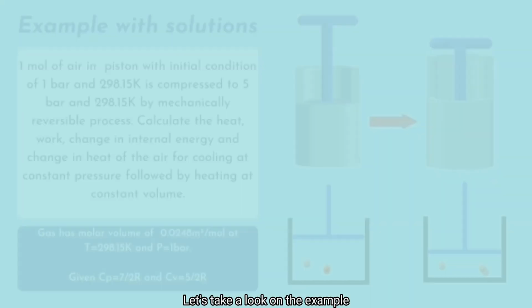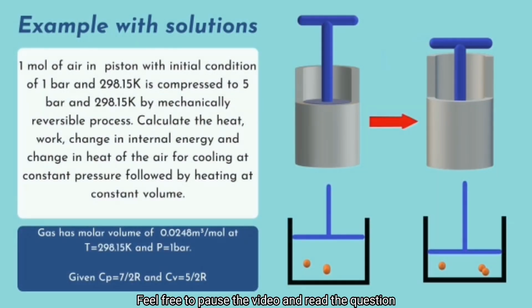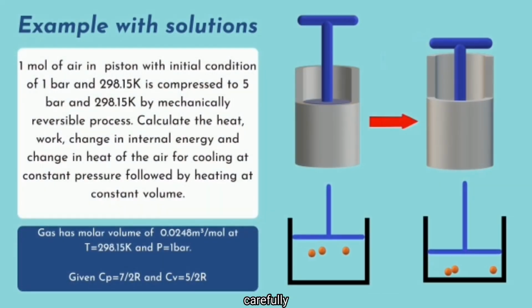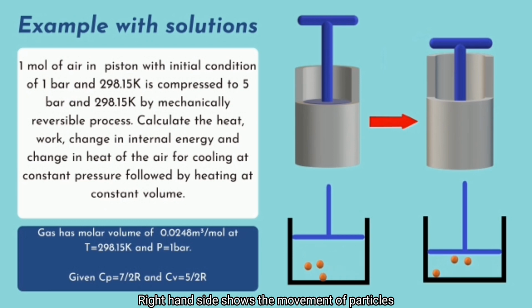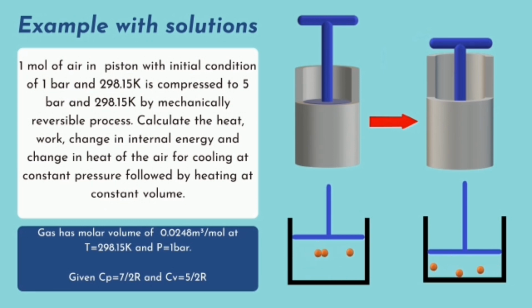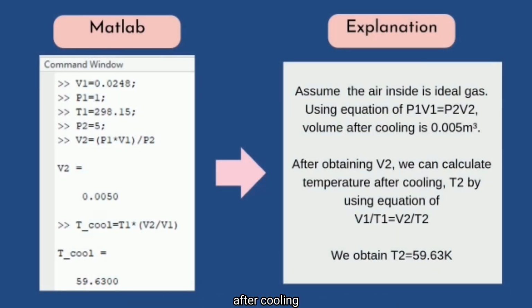Let's take a look at the example question of heat capacity. Feel free to pause the video and read the question carefully. Right-hand side shows the movement of particles before and after compression. Firstly, we need to find the final volume and final temperature after compression. Both of the parameters can be calculated using PV/T, since the air is assumed as ideal gas.